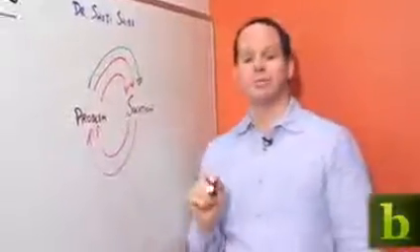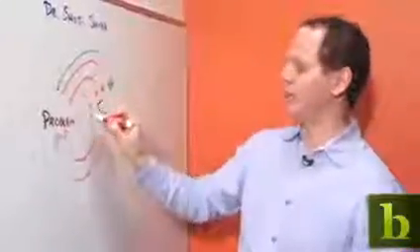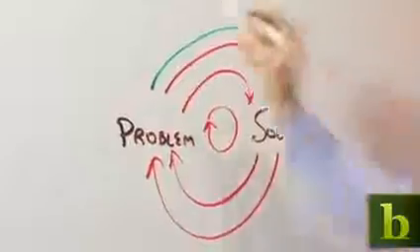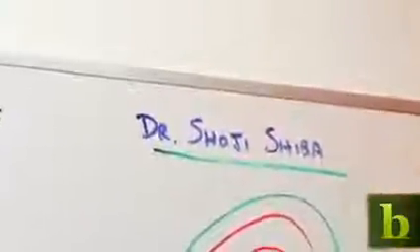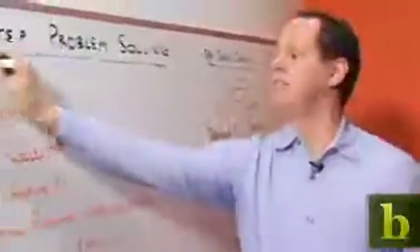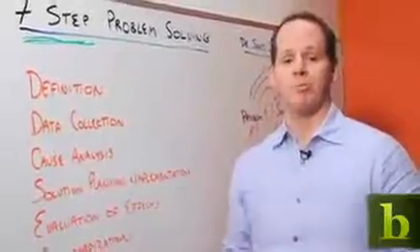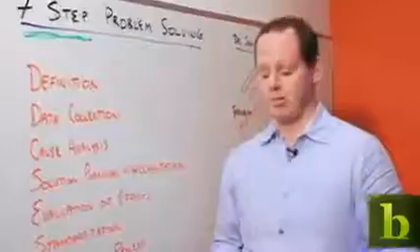When you treat a complex problem like a simple one, you're likely to get caught in a loop where every solution creates another problem. To avoid that, Dr. Shoji Shiba of the Center for Quality of Management defined what he called 7-step problem solving, or 7 steps to solve your problem in a way that will benefit the whole organization as thoroughly as possible.